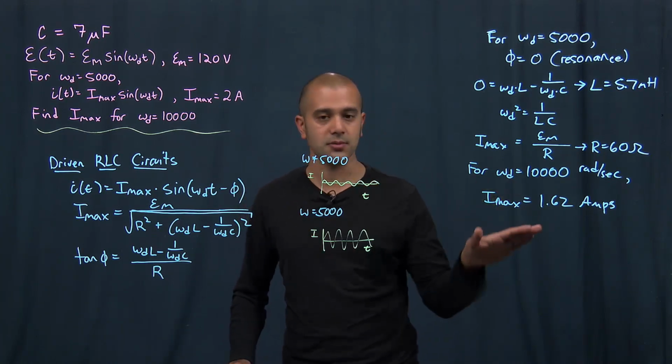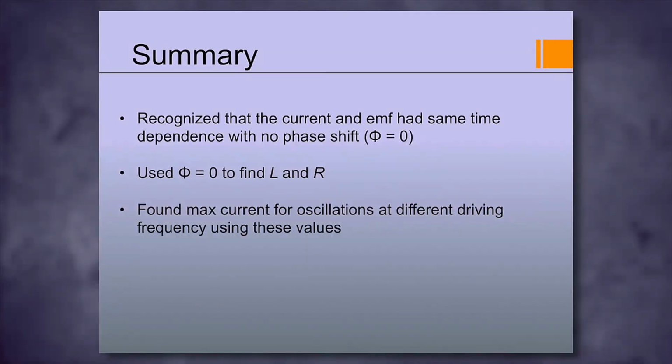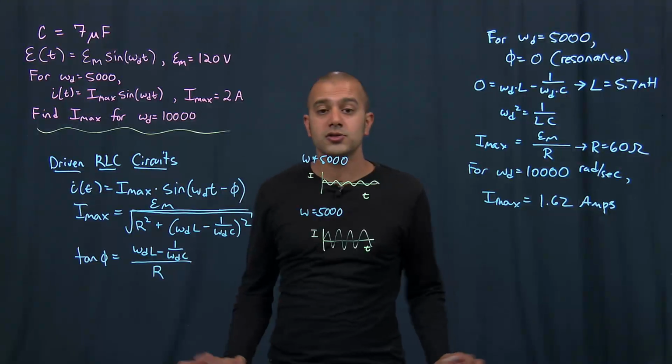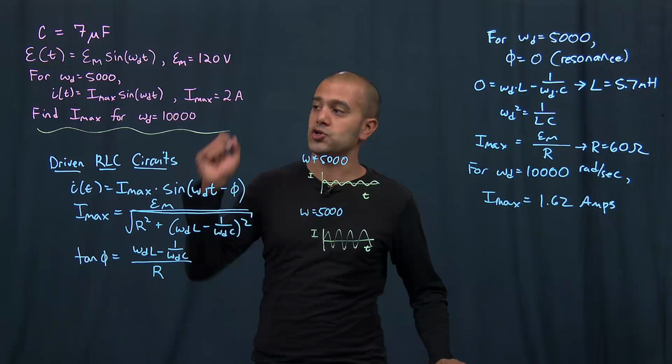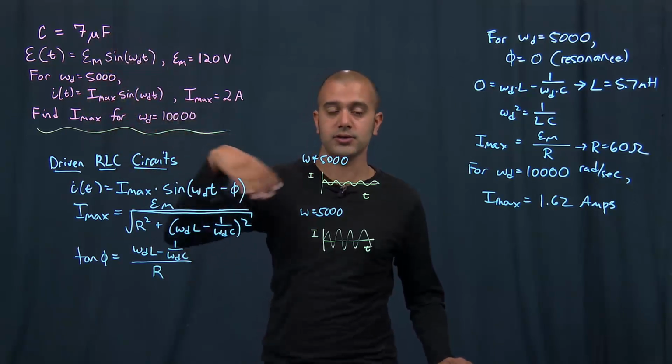So I'm going to go ahead and stop there, and we'll take a look at the summary. In this problem, we analyzed a driven RLC circuit. We first recognized that the current and the EMF had the same time dependence with no phase shift for a driving frequency of 5,000, which told us that phi equals 0. And using phi equals 0, we found the inductance and the resistance. And then finally, we found the max current for oscillations at a different driving frequency using these values. So the key in this problem was to recognize that for a driving frequency of 5,000 radians per second, the current and the voltage were in phase, and that told us that phi equals 0.